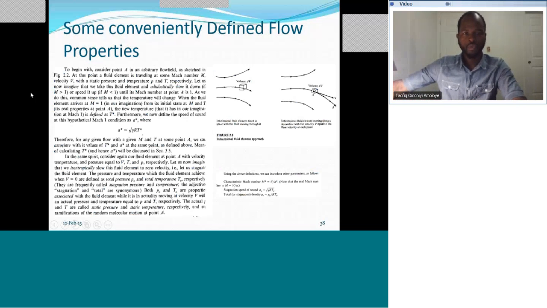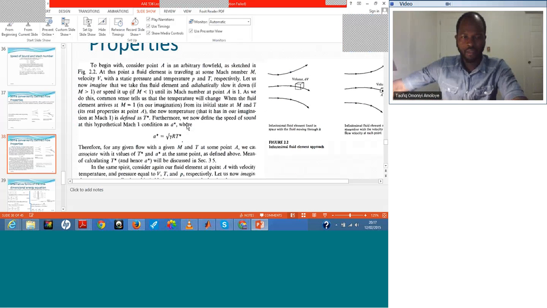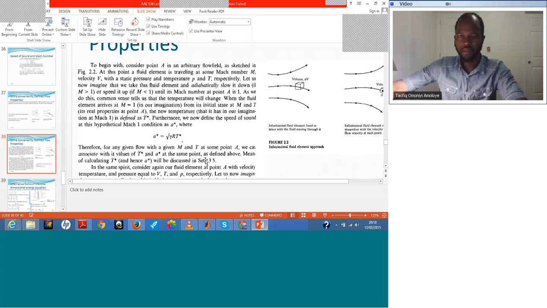To begin with, we are going to consider a point A in the flow field as depicted in figure 2.22. So we look at point A in the flow field, where a fluid element is moving along a streamline from point A to point B. At that point A, it is traveling with some velocity, and it has some Mach number. Recall that the Mach number is just the ratio of the speed of an object or the fluid element to the speed of sound in that medium.